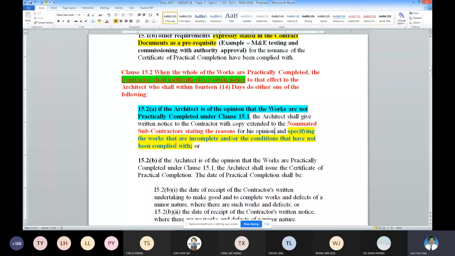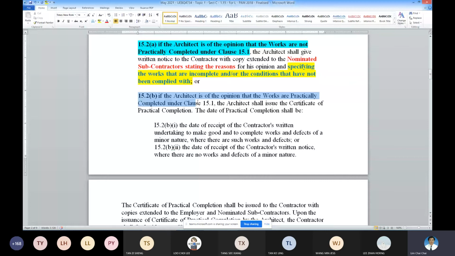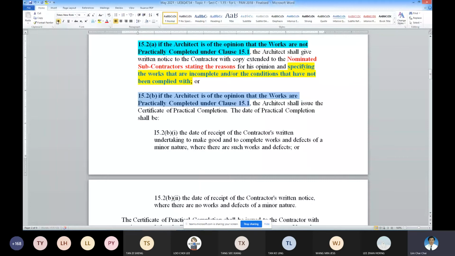If they accept you, they will use 15.2b. Work is practically completed. So this one, happy ending. Okay. So it's practically completed. You will receive the certificate of practical completion.